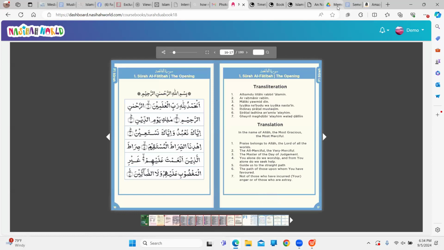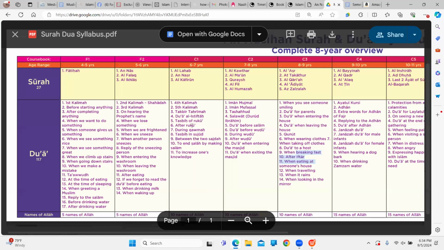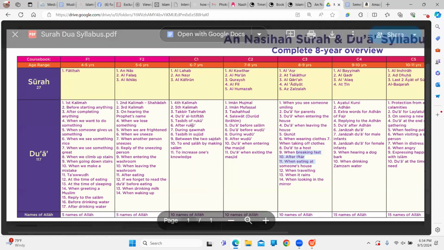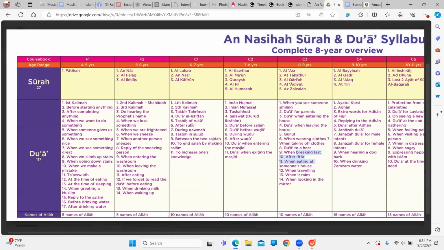This book has 27 surahs and 117 kalimas and du'as. Our target is, if the children who are studying with us stay with us for 6 years, at the end of 6 years we want them to memorize all these surahs and all the du'as with translation.